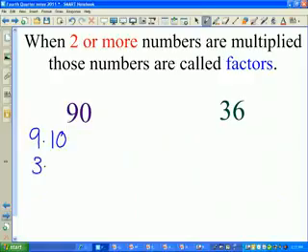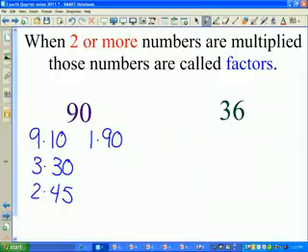Some students told me 9 times 10. Some will tell me 3 times 30. Also, I had 2 times 45. Some were clever enough to tell me 1 times 90. And all these are reversible, so if you think 10 times 9, that's the same thing. And let's say 5 times 18. Okay, and there's probably a couple more. So we just basically got these, and these are the factors for 90.